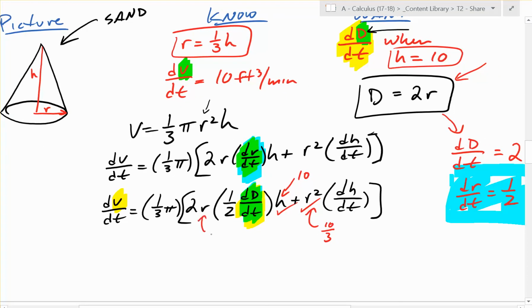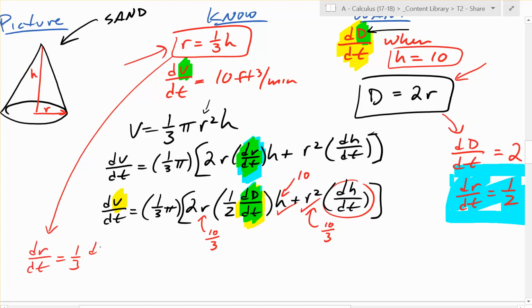Oh, there's the radius again, so we need to plug that in right there. It's going to be 10/3 right there. We've gotten rid of everything we want to except for this dh dt. Well, that's where we use this again. If we take the derivative of this, we end up with dr dt is equal to 1/3 dh dt.